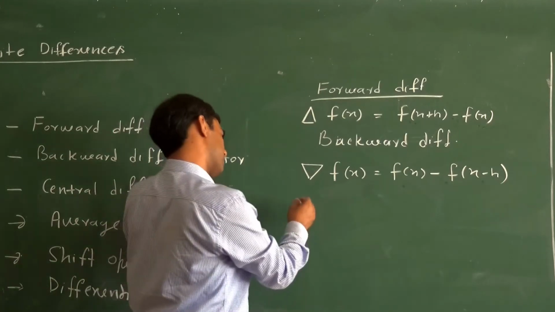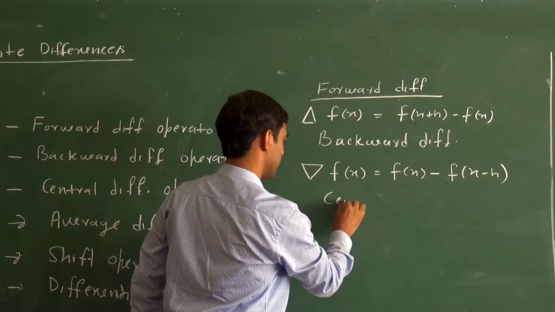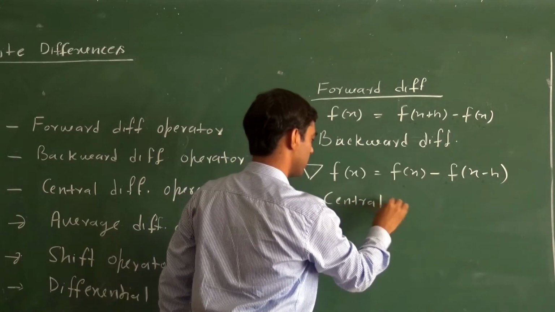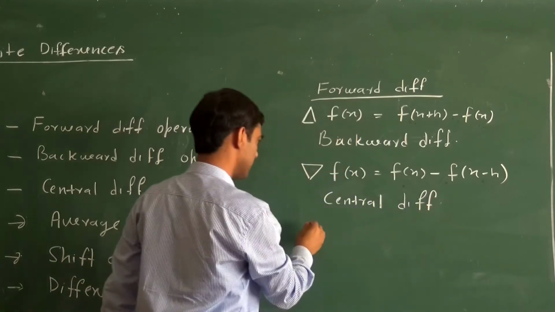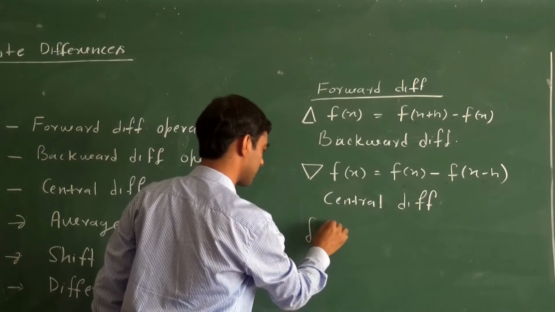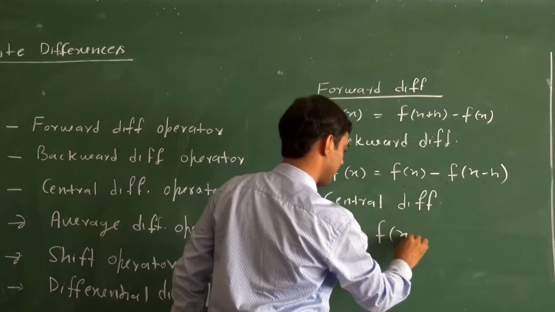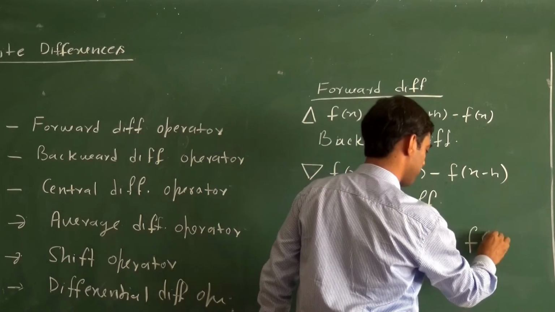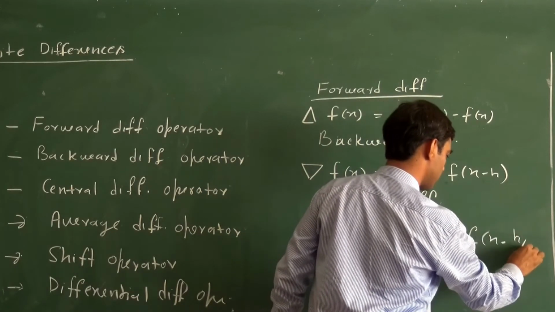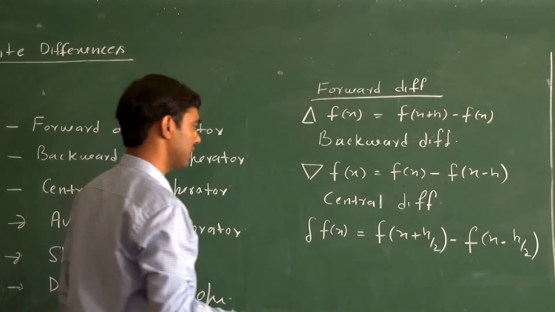Similarly, if we define the central difference, this one is del f of x equals f of x plus h by 2 minus f of x minus h by 2. Here h is the class interval.